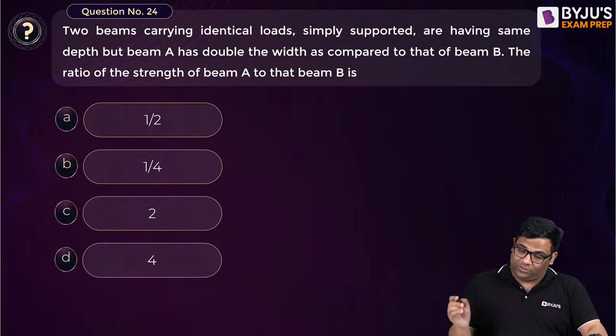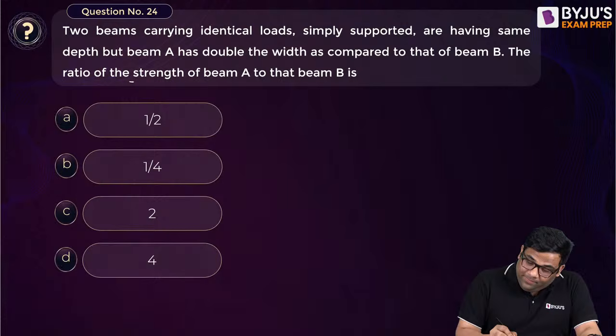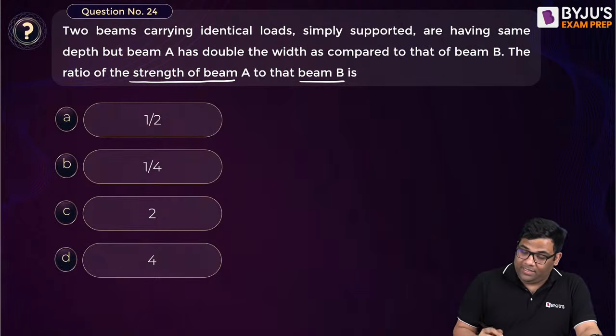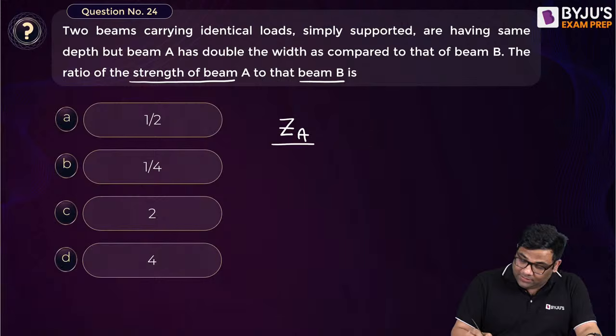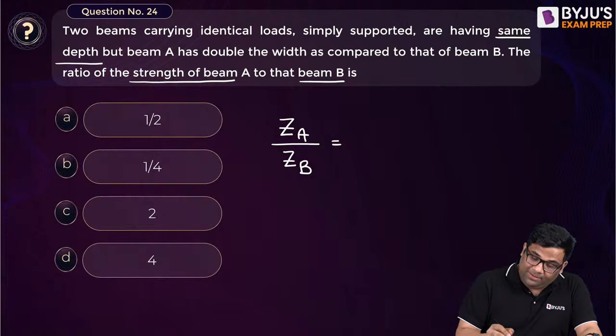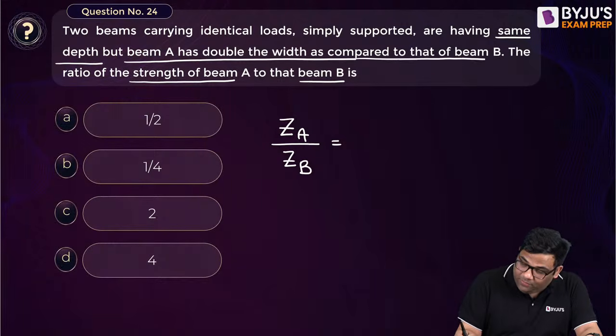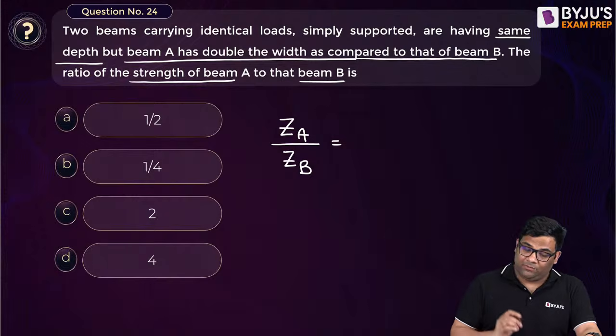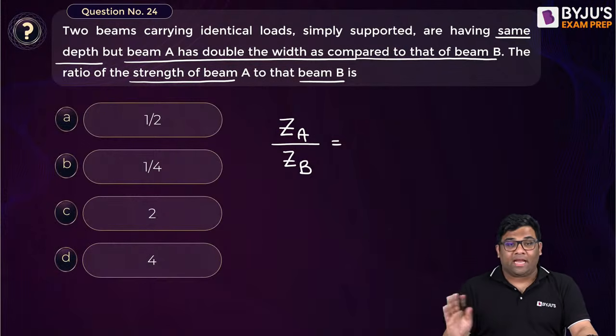Question number 24. Straightforward question. Please answer this question. The strength of beam A to beam B. Strength means what? Flexural strength can be compared with what? The section modulus, right? This ratio is asked. Both are simply supported, same depth, but beam A has double the width of beam B. Yes, double the width. And nothing is mentioned means what? They are rectangular.